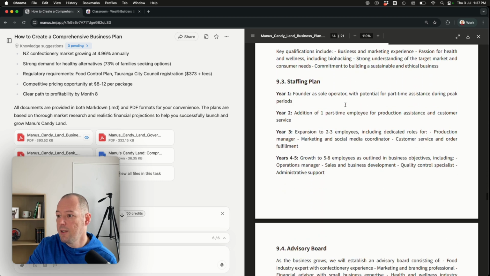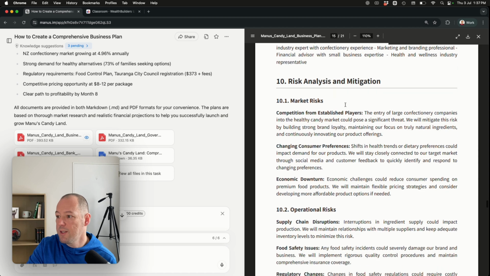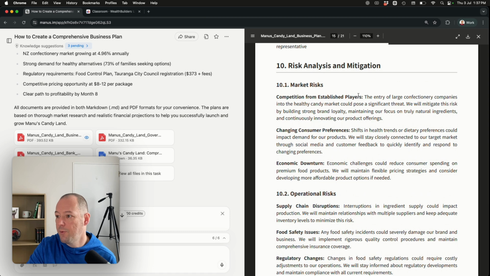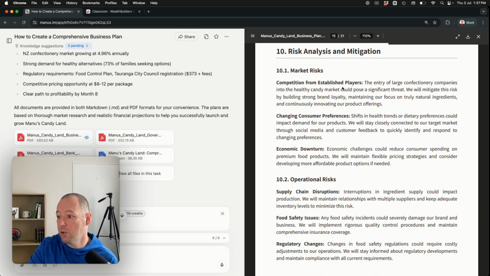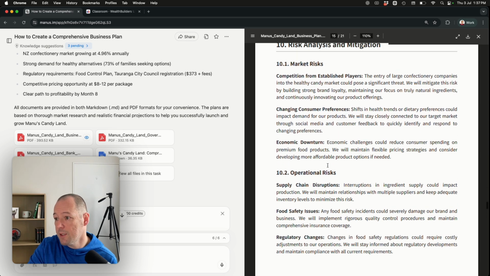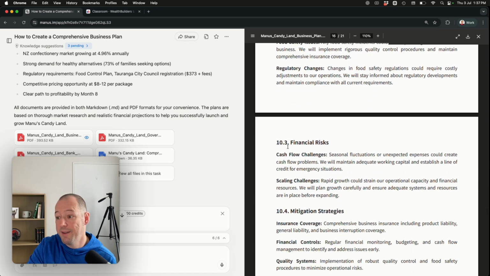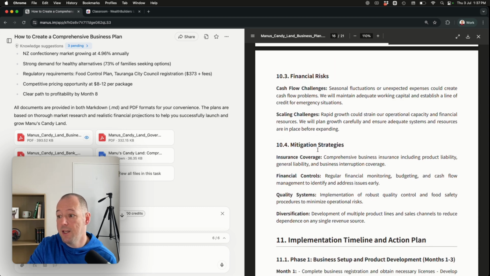Management, organizational structure, staffing plan, risk analysis and mitigation, very important. If you're building a business, always have your risks in focus, and you want to mitigate those risks. That means reducing those risks. I've been a risk manager for many years in the finance industry, and this is something you should not underestimate. So you see the market risks, the operational risks, financial risks, and some mitigation strategies.